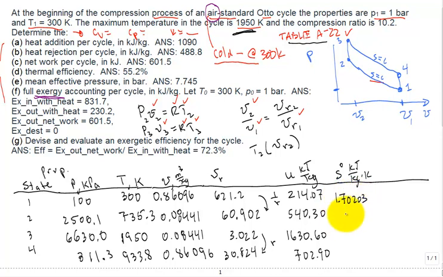1.70203, and then 2.62588, and likewise 3.76770 and 2.89001. Okay, now that I have the S naught, what I want to do is I want to say, well, what is my dead state for an Exergy calculation? And it's 300 Kelvin, 1 bar, which is kind of nice because it matches. This is the same as state 1. So state 1 is equal to the dead state.